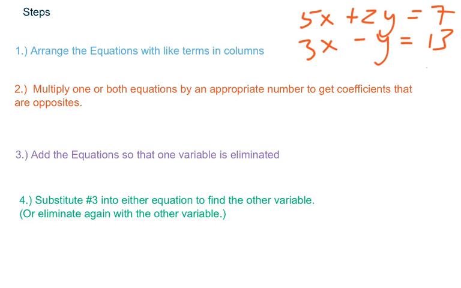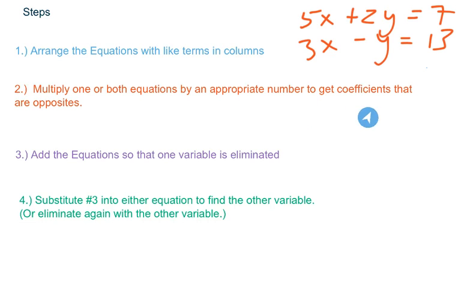And that brings us to the second step, which we will be doing in red here. And that is what I call the thinking step. What you have to do here is actually study the system. You have to make a decision about the best way to do it. It says multiply one or both equations by an appropriate number. So you might ask, well, what's an appropriate number? You've got to figure out what the appropriate number is.